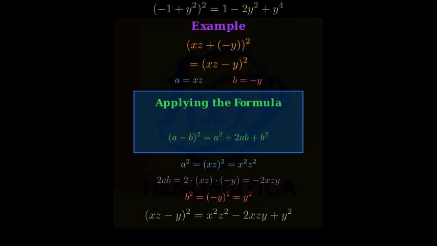Let's summarize what we've learned about the binomial square formula. First, the square of a binomial, (a plus b) squared, equals a squared plus 2ab plus b squared. This formula works for all types of mathematical expressions, including variables, numbers, and more complex terms. We've seen 3 examples: the square of 2x plus 3y, the square of negative 1 plus y squared, and the square of xz minus y. I encourage you to practice with different binomials to master this important formula.